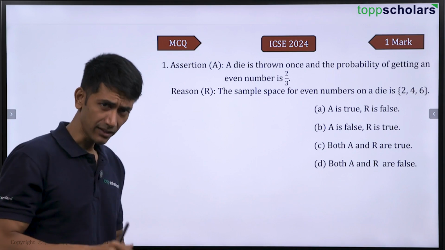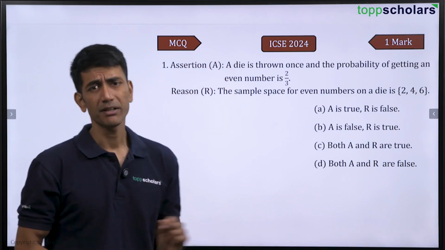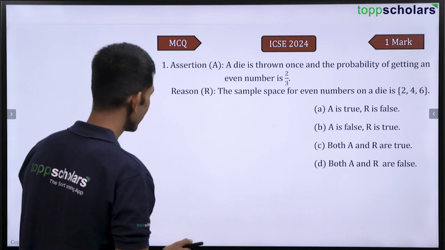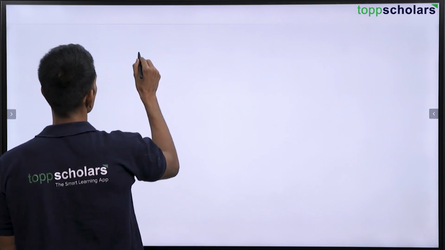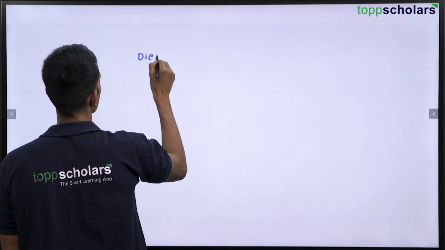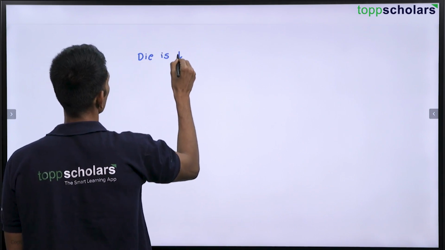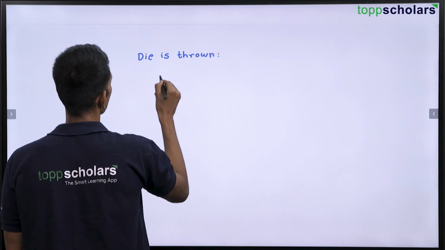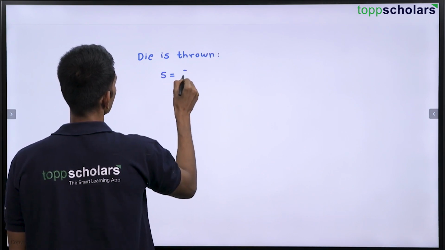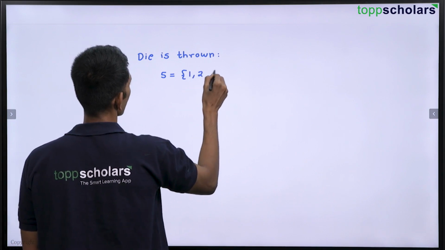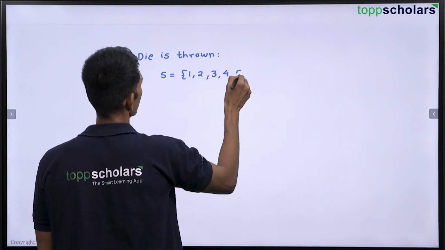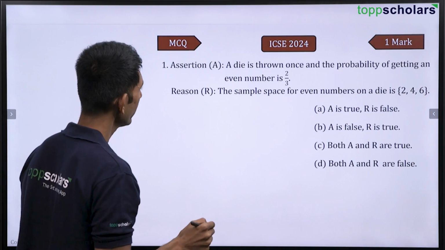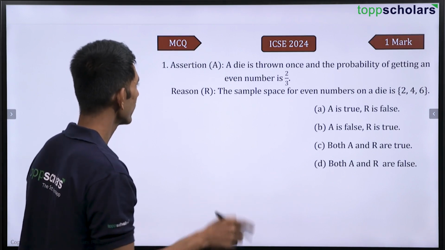Basically, you just have to check which of the statements here are true and which are false. Okay, so if I talk about a die is thrown, right? So if a die is thrown, so what will be the sample space? Sample space is going to be 1, 2, 3, 4, 5, 6, right? So when we throw a die, the sample space is 1, 2, 3, 4, 5, 6.